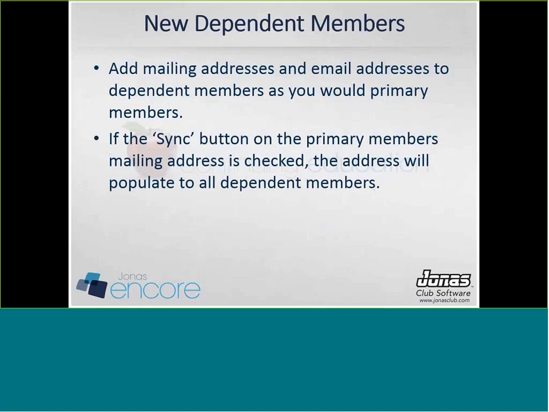You can add mailing addresses and email addresses to dependent members as you would primary members. So just because the primary member has an address, you could also add an address just for the spouse, or the child if they have a job address, a work address that shouldn't go on the primary but should go on the dependent. There is a sync button on the primary member's mailing address, and if that is checked, then any changes made on the primary address will sync to the dependent. So you'll see that address on both the primary and dependent member. And if you go in and change a phone number or change the address because they've moved, it will automatically update the records for the dependents as well, so it saves you a little bit of time.